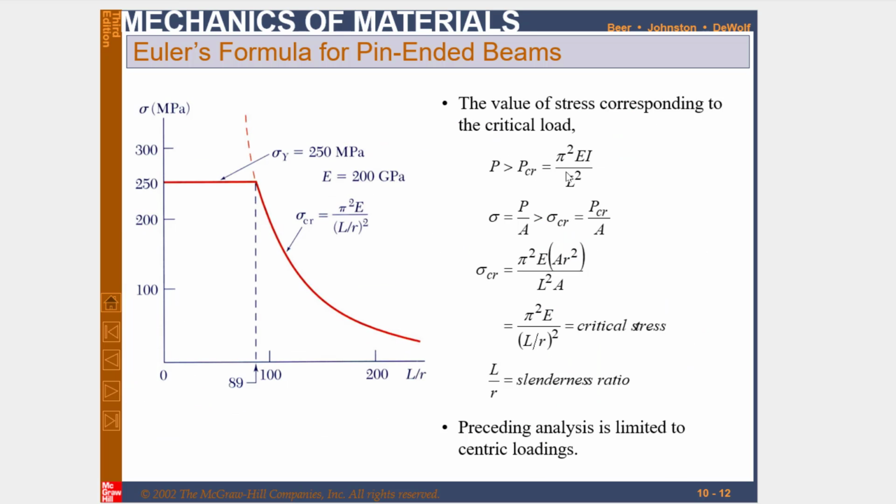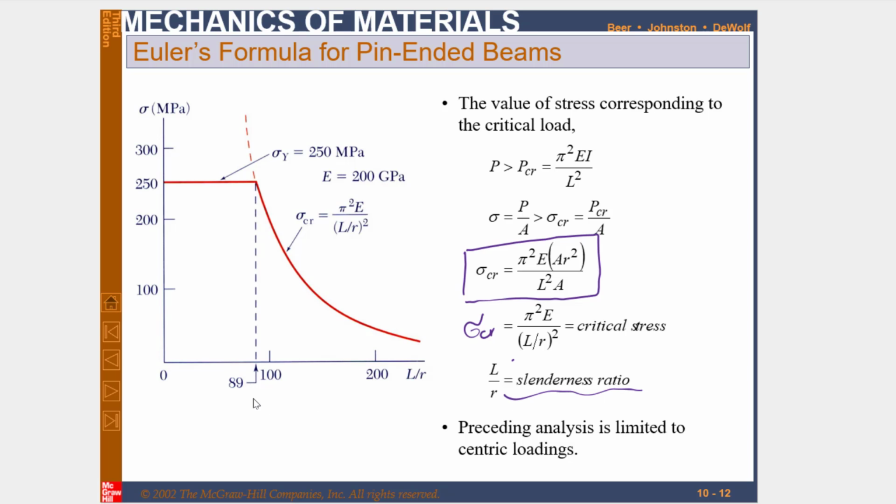Now we have the critical stress, which is equal to pi square E. Instead of I, we have written A R square divided by L square. So if you further simplify it, you will get the critical stress is pi square E over (L over R) whole square, where L over R is known as slenderness ratio.